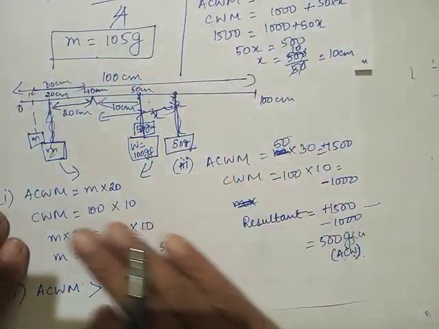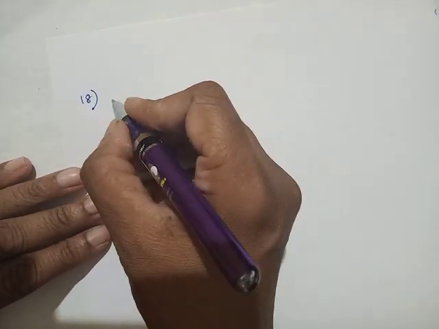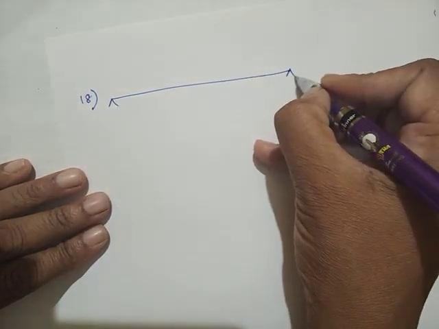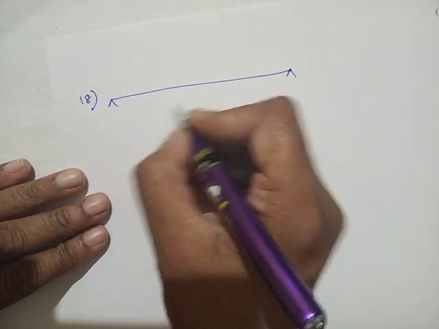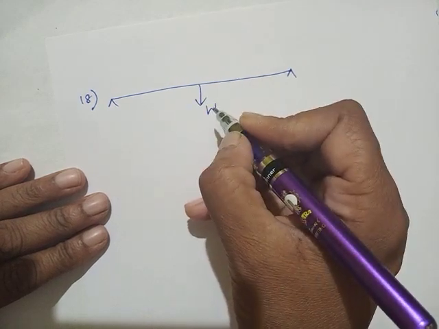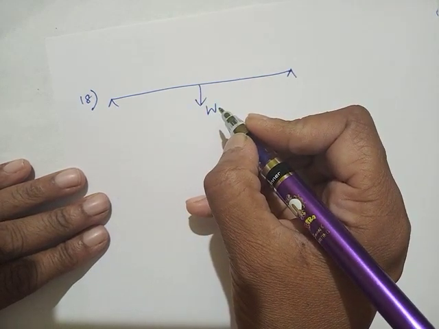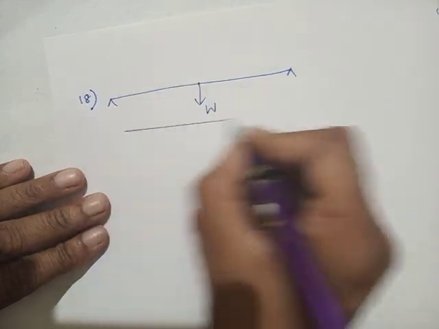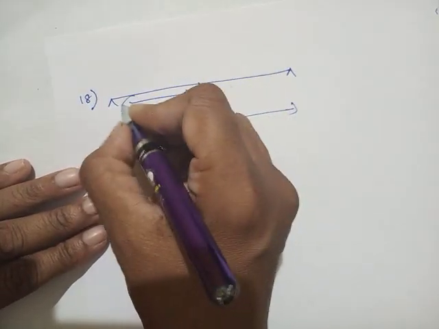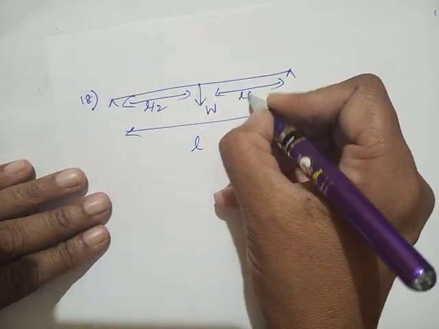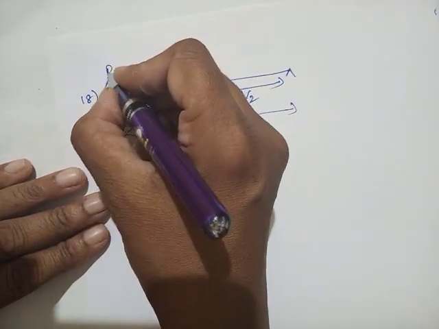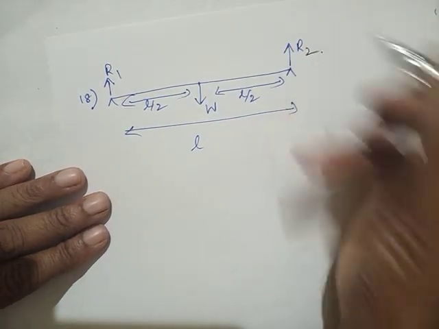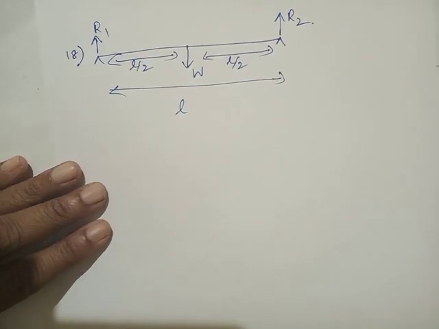So this is also one of the complicated sums, and I hope you understood it. Now quickly let's do the 18th one. It is given that a uniform bar of length L is being supported at its ends and loaded by weight W kgf at its middle. So this is the middle point. The total length is L, so this will be L by 2 and this is L by 2. Now the reaction here is R1 and the reaction here is R2. In equilibrium, find the reactions R1 and R2 at its ends.